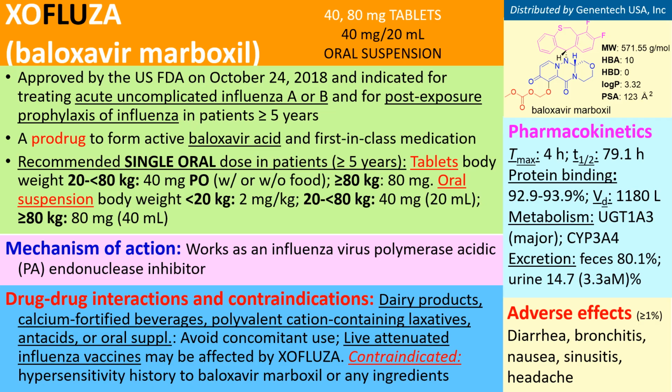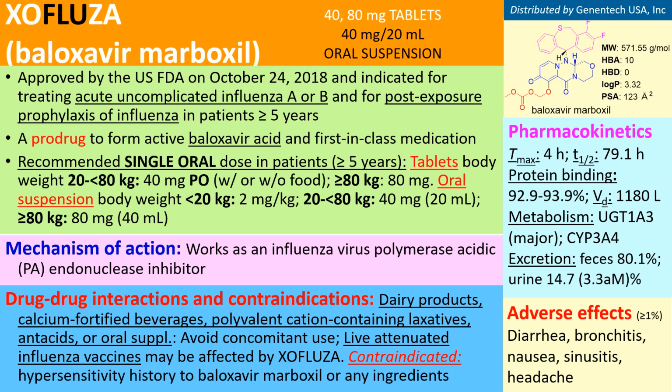Baloxavir marboxil, brand name XOFLUZA. This medication was approved by the US FDA on October 24, 2018, and is indicated for the treatment of acute uncomplicated influenza A or B, and for post-exposure prophylaxis of influenza in patients aged 5 years and older. This is a prodrug to form the active baloxavir acid. This represents the first-in-class medication.